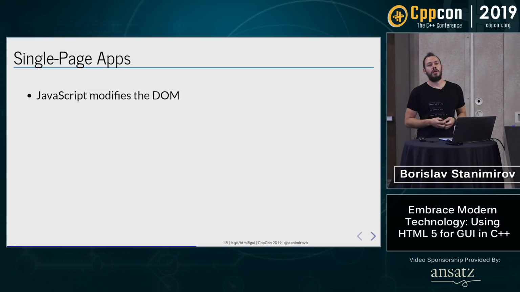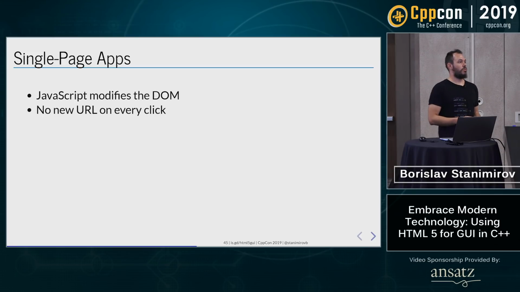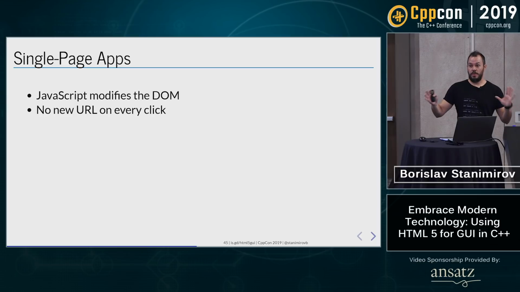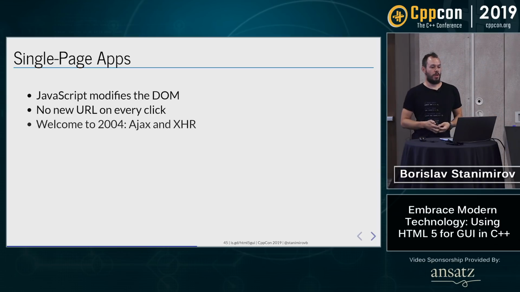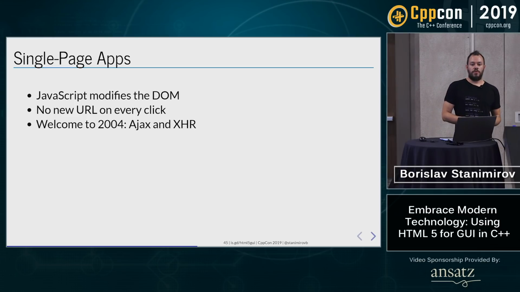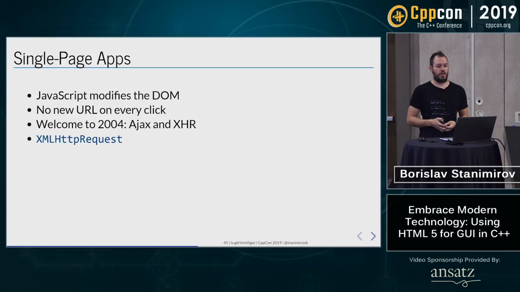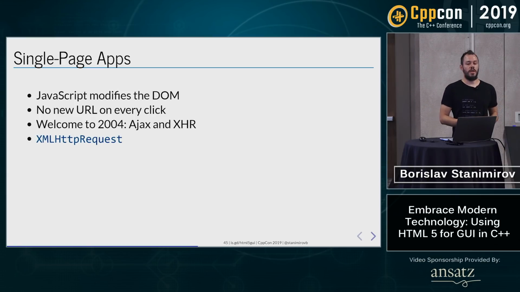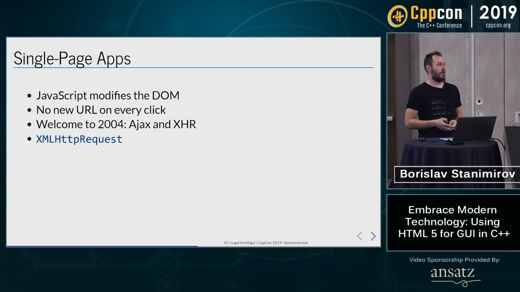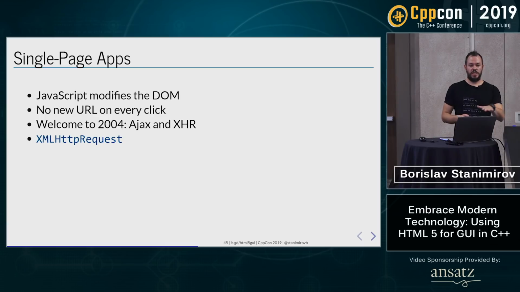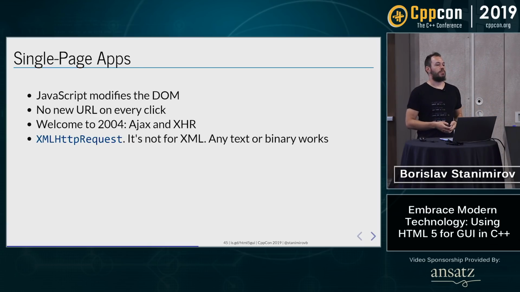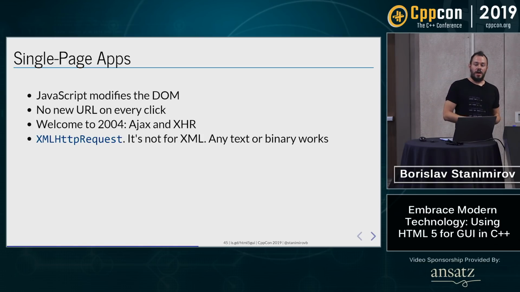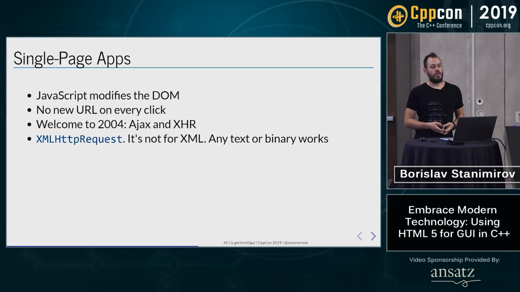In a single-page application, JavaScript is used to modify the DOM and implement the GUI logic. And there's not a new URL on every click. You stay on the same page, hence the single-page name. And this started in 2004 when AJAX came to be. AJAX stands for Asynchronous JavaScript XHR, and XHR stands for XML HTTP request. And if this name sounds a bit Microsofty to you, then you're right. It was created by Microsoft. Notice the XML there? Well, luckily, you don't have to use XML with an XML HTTP request. Basically, any text or binary works with this request.